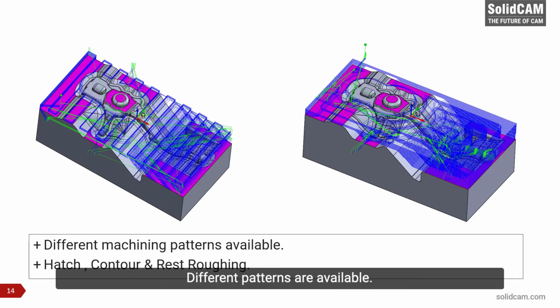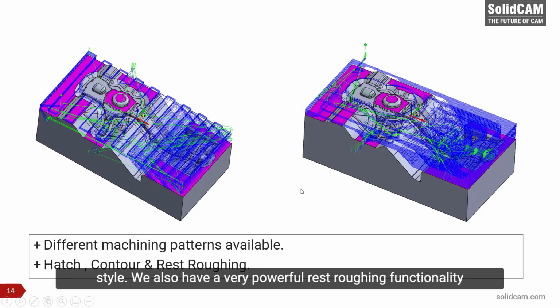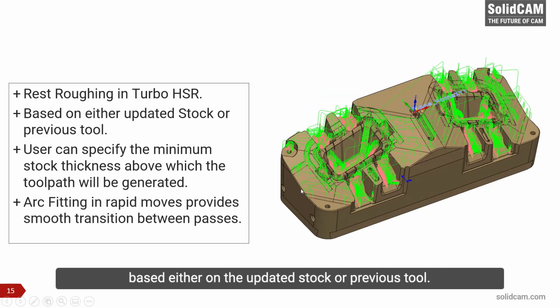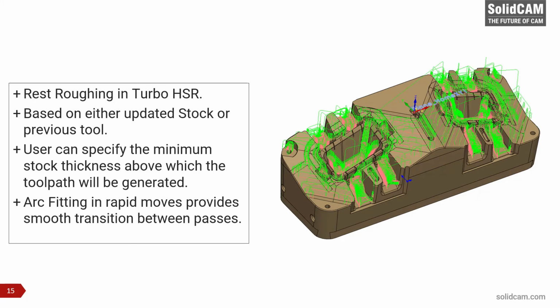Different patterns are available. For example, hatch machining, the contour style, or the pocketing style. We also have a very powerful rest roughing functionality based either on the updated stock or previous tool. The user can specify a minimum stock thickness above which the toolpath will be generated. Arc fitting is available, which provides smooth transition between passes.